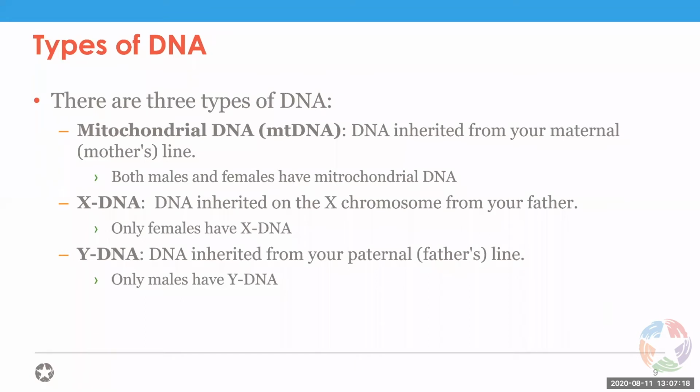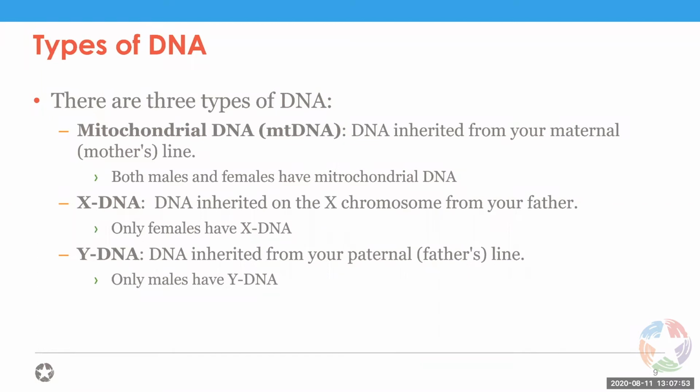So a mitochondrial DNA test tests the DNA that is inherited from your maternal, so your mother's line. Only females pass on mitochondrial DNA to their offspring. However, both male and female children receive this DNA and can test for it. X DNA is DNA inherited on the X chromosome from your father, and only females have X DNA. Y DNA is DNA inherited from your paternal line, so your father's line, and only males have Y DNA.